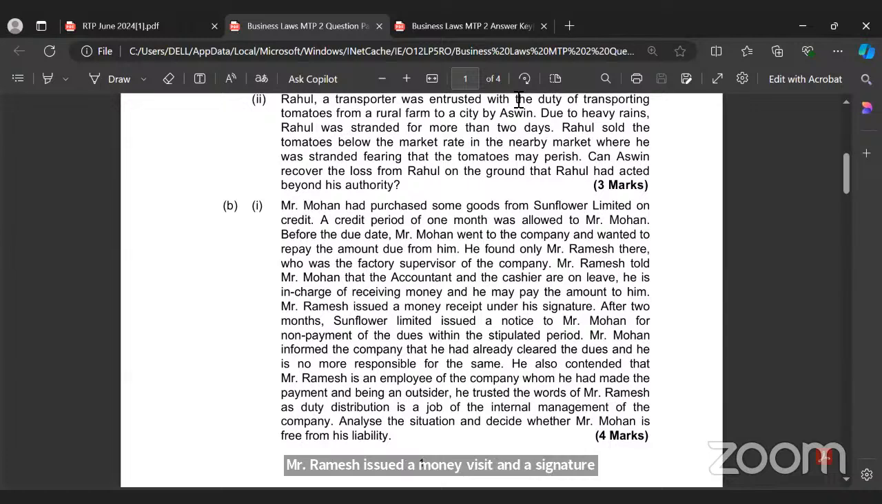After 2 months, Sunflower Limited issued a notice to Mr. Mohan for non-payment of the dues within the stipulated period. Mr. Mohan informed the company that he had already cleared the dues and is no more responsible for the same. He also contended that Mr. Ramesh is an employee of the company to whom he made the payment, and being an outsider, he trusted the words of Mr. Ramesh as duty distribution is a job of the internal management of the company. Analyze the situation and decide whether Mr. Mohan is free from his liability.